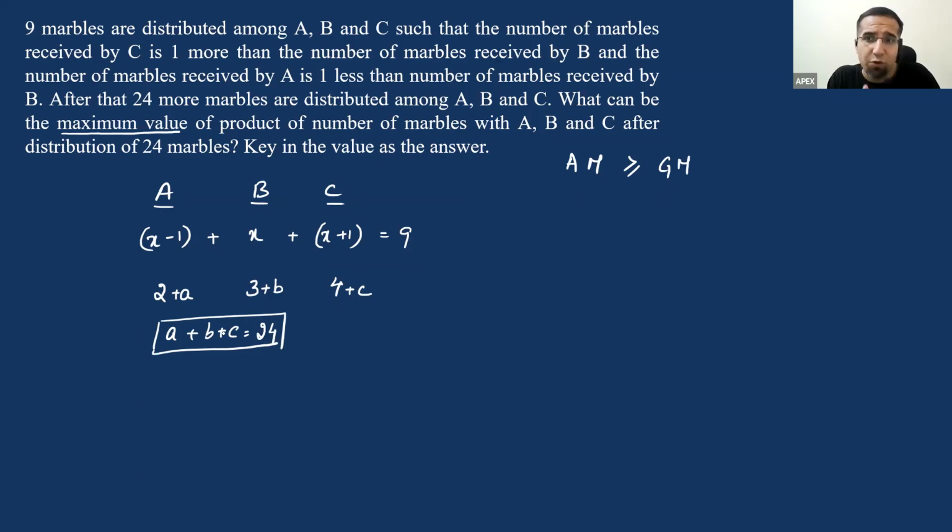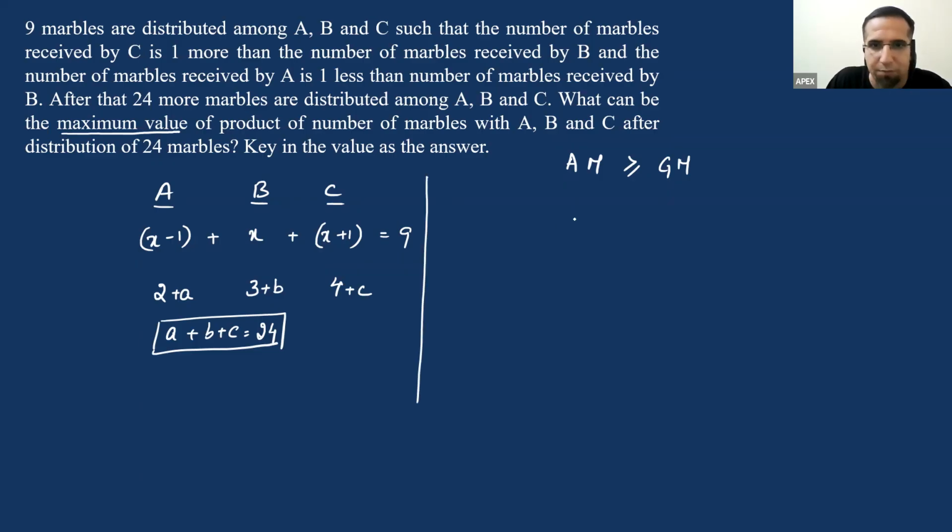Now, since the question is asking you for a product, right? So that should give me a hint towards AM greater than or equal to GM, because this kind of question has appeared in last year's examination. And that is why you see these kind of questions repeating in your mock examinations as well. So how do I solve this?